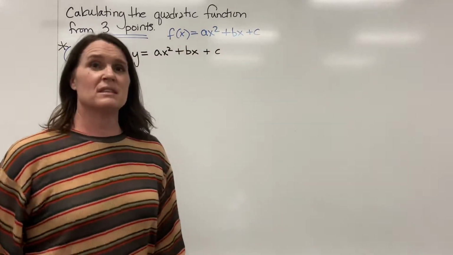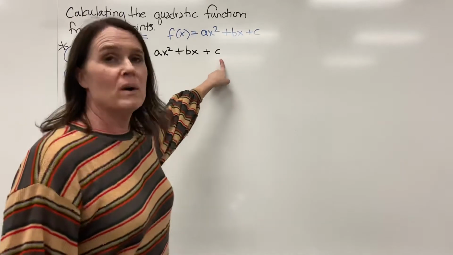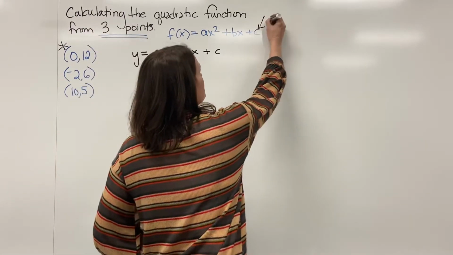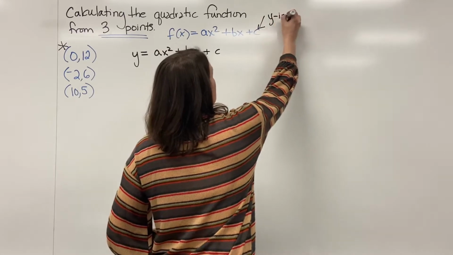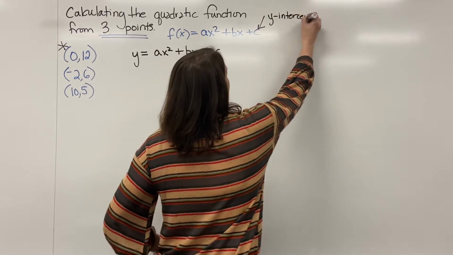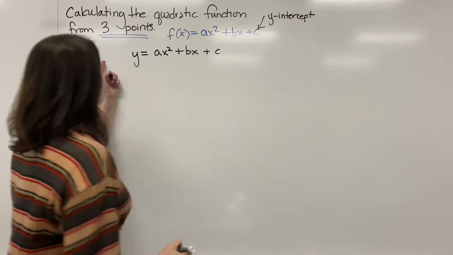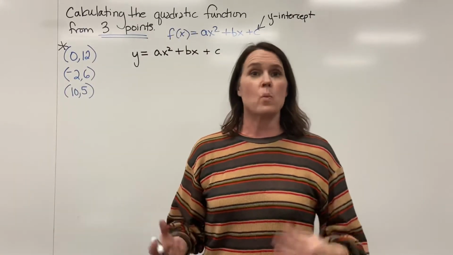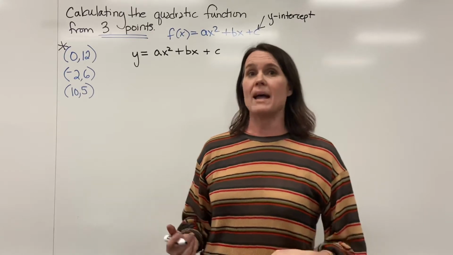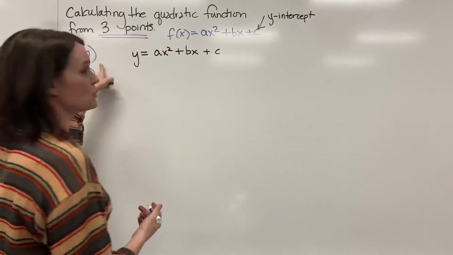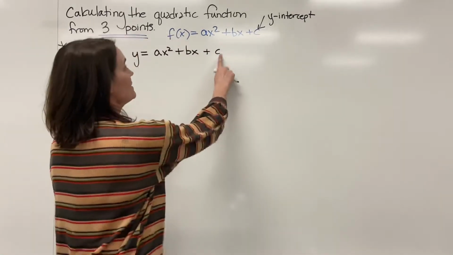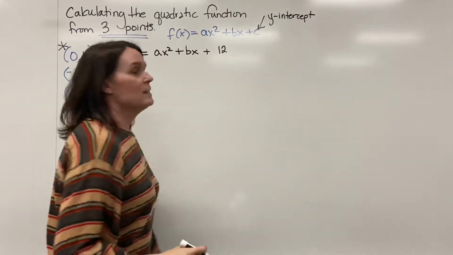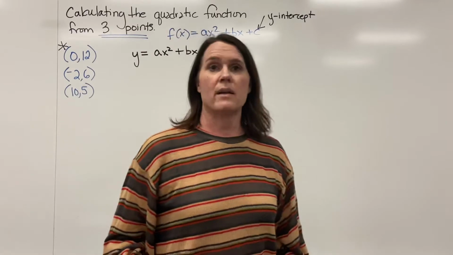What I also want you to see is we already know what c is. Remember, in standard form, c represents your y-intercept. So one of your points already represents the value of c. So the y-intercept is where the graph crosses the y-axis. It crosses the y-axis at 12. So I can replace c with the value 12. So you can replace whatever your c is with the value of your y-intercept.